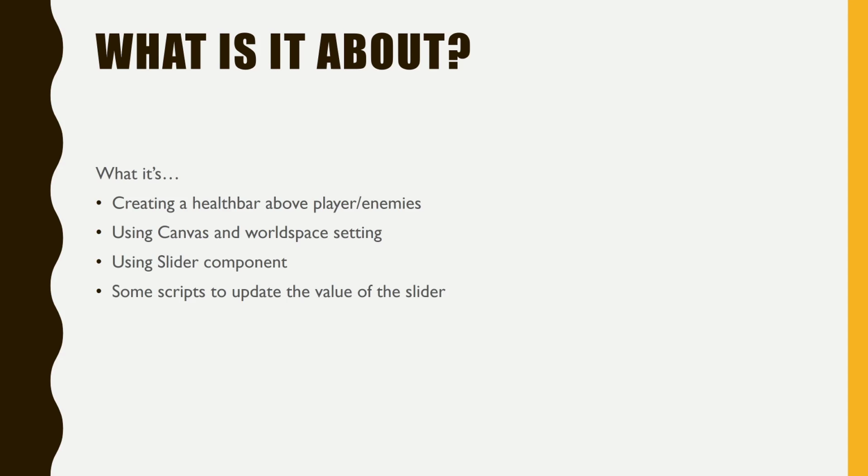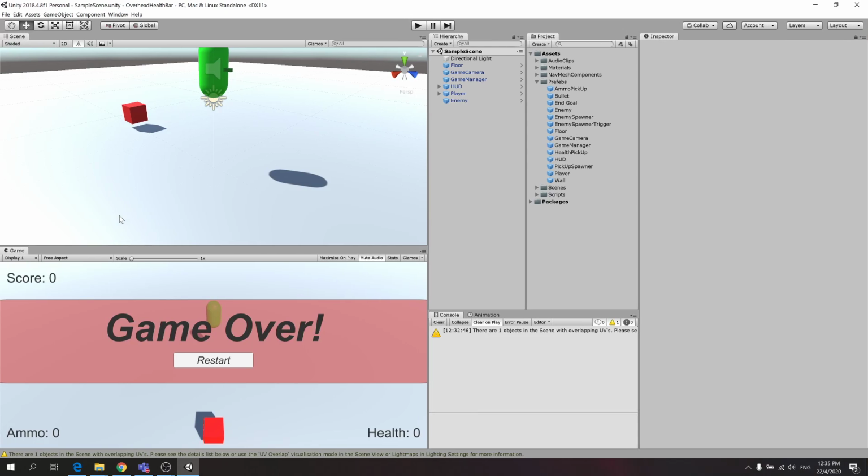So we're going to use a canvas and make sure the canvas is in a world space setting. We're going to use a slider component as the UI, and some script to update the value of the slider itself. So with that said, let's go in. This is a bare base of the template, pretty much nothing.